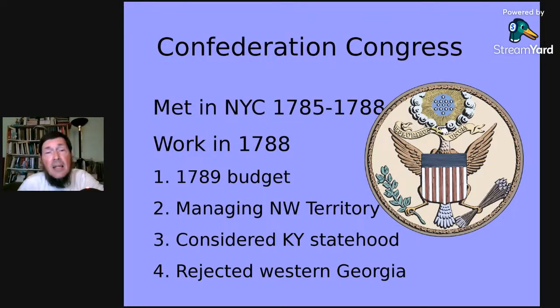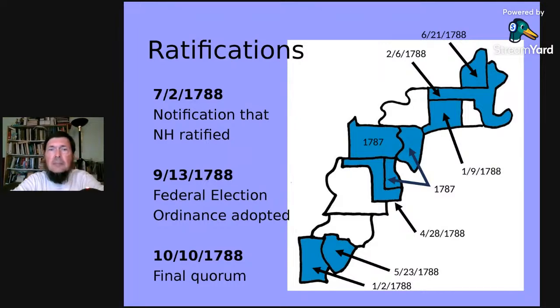The primary thing that the last Confederation Congress is known for, though, is their discussion of how to set up the new government. This is a map that shows the original 13 states and the dates of the early ratifications. I have the states weighted here by the original electoral vote. And one of the reasons for that will become clear in just a minute.